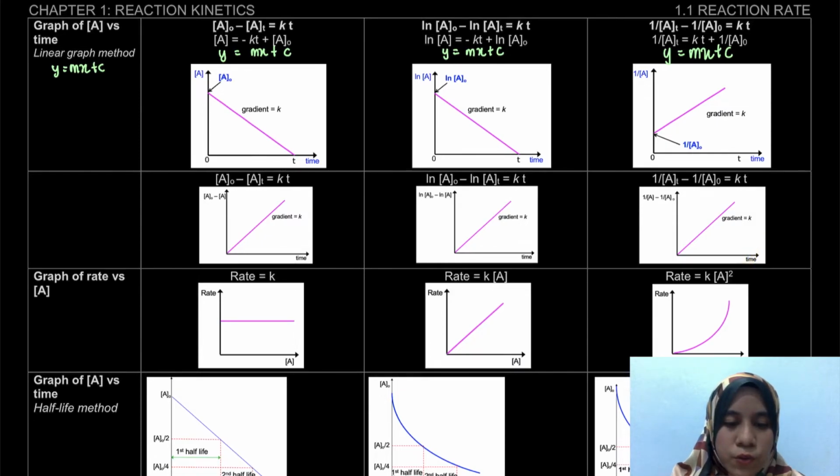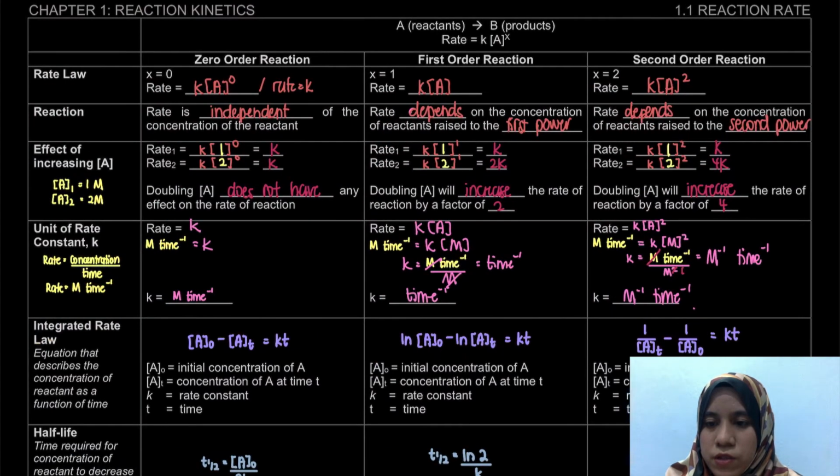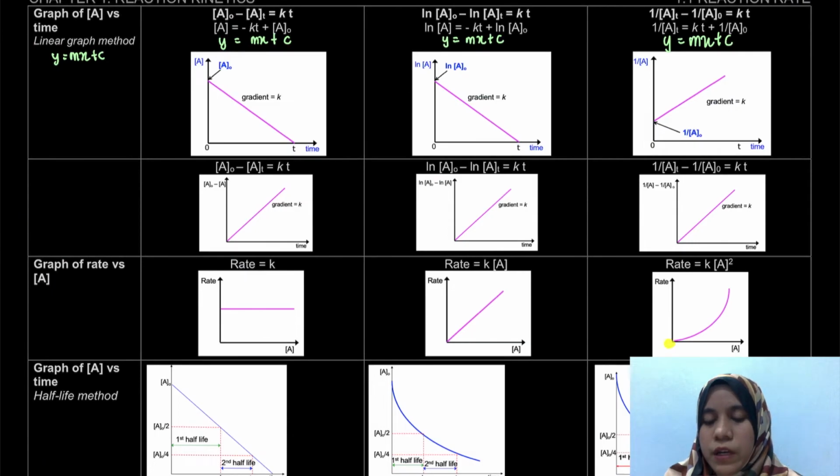Here, because we know that for the zero order, rate does not depend on the concentration, that's why we get this straight line. For first order, we know that it depends on the concentration raised to the first power, so it is increasing here. But if rate is equal to k[A]^2, it is increasing, and it mentions that it depends on the concentration of reactant raised to the second power. So here we get an exponential graph.